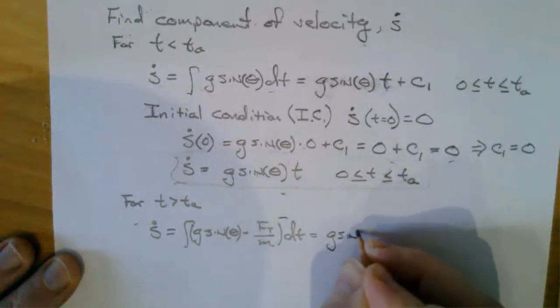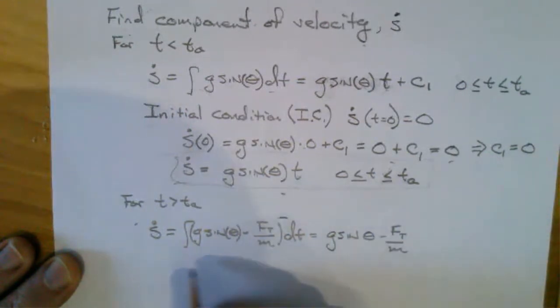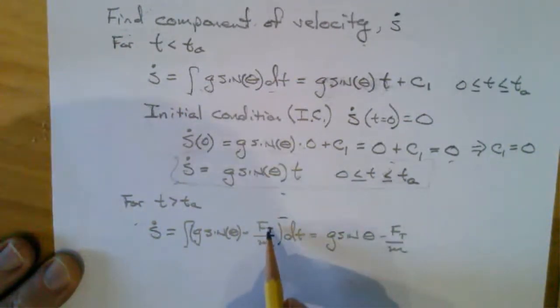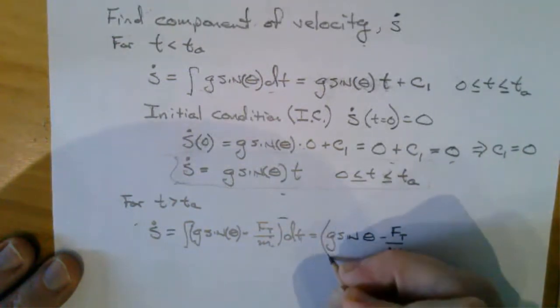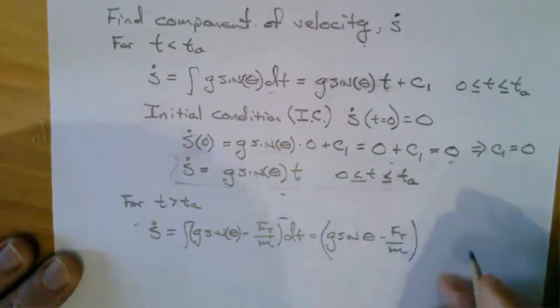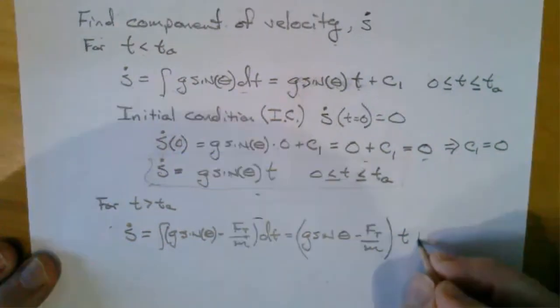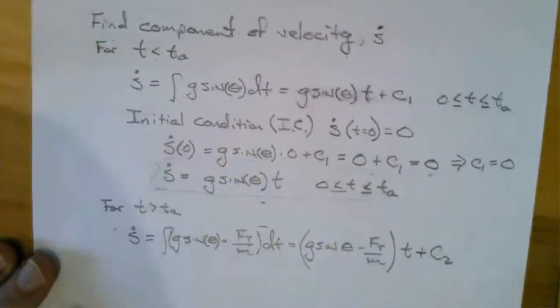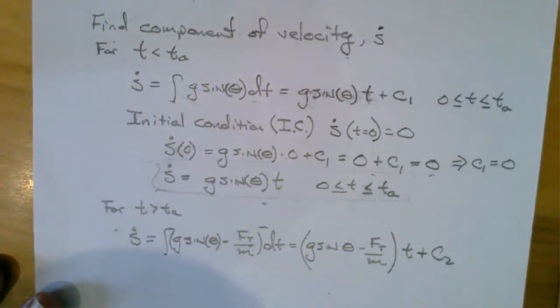This is going to give me g sine theta minus ft over m, again integrating with respect to t. This thrust was a constant thrust, so integrating it is very simple. If this was a non-constant thrust, then we'd have to take a little more effort. But in this case, it's really simple, right? And then I get another constant of integration that I'm going to call C2. Now here comes the question. How am I going to find this C2? Again, I find it through an initial condition or a boundary condition more generally.